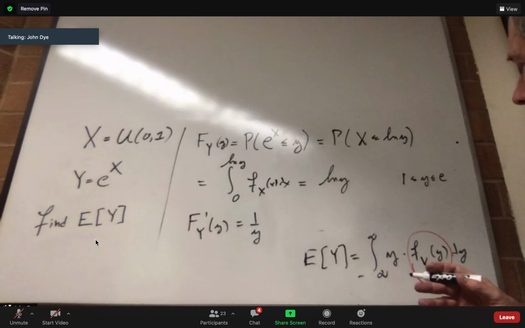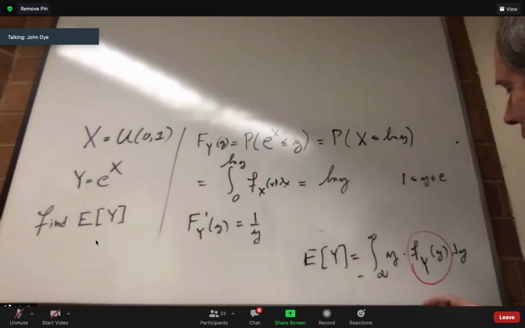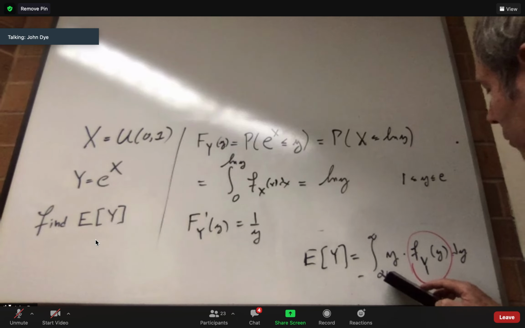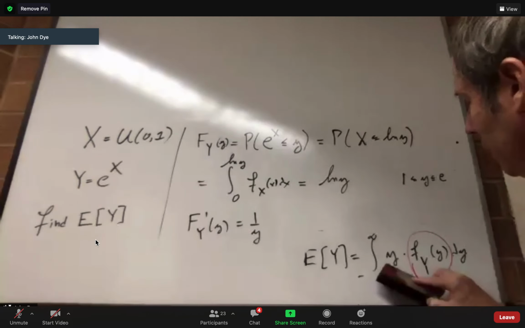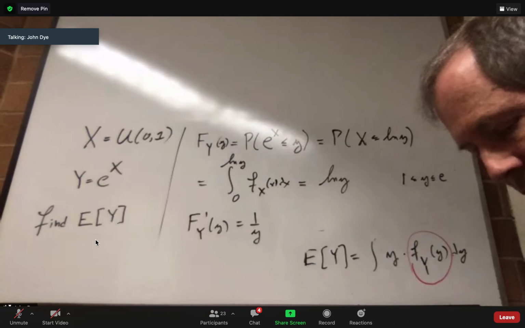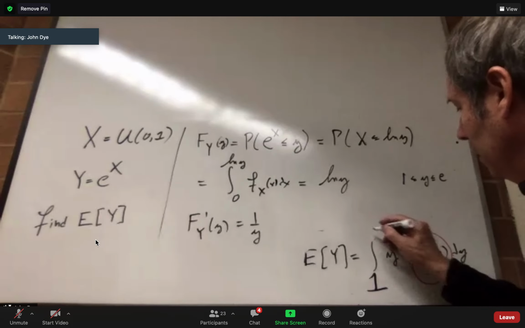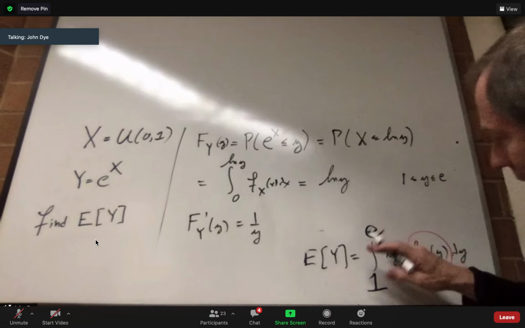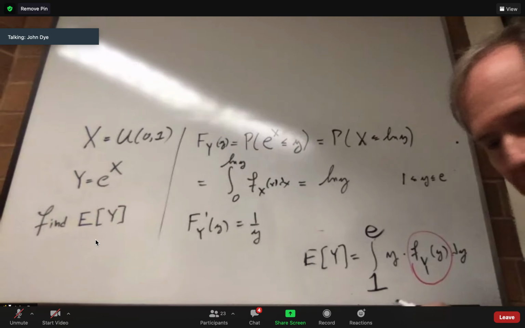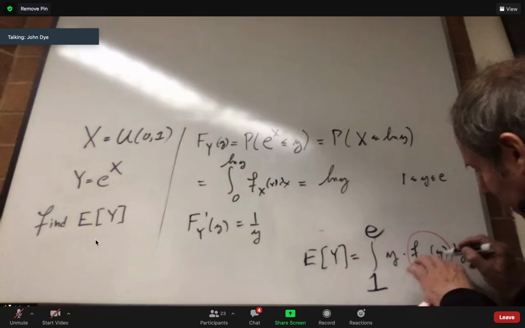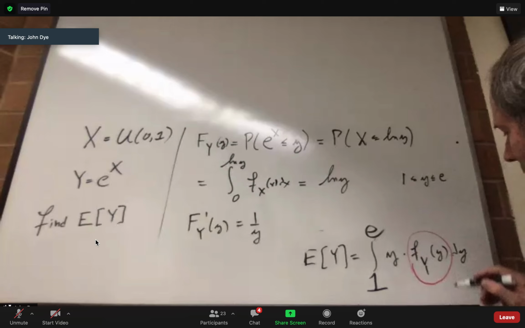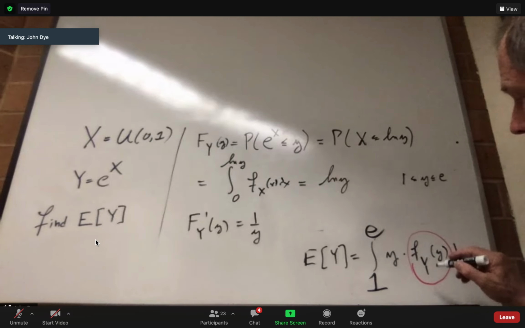Now let's go back to this definition down here. The range, the space of y, is 1 to e. So you're going to go from 1 to e here. However, you know something about this. This is the definition of the expectation of y. This guy, we've calculated because we took the derivative here. This guy is 1 over y.